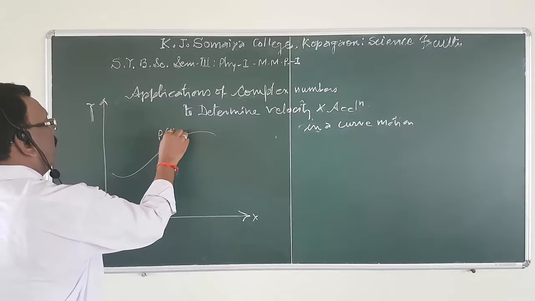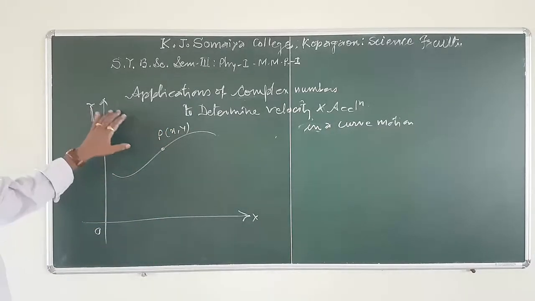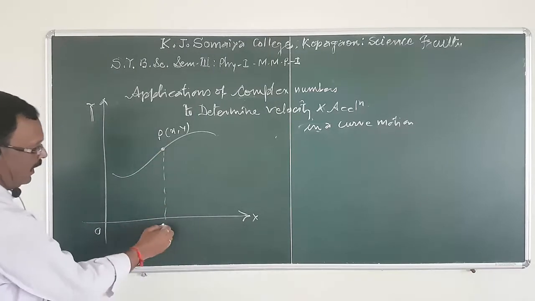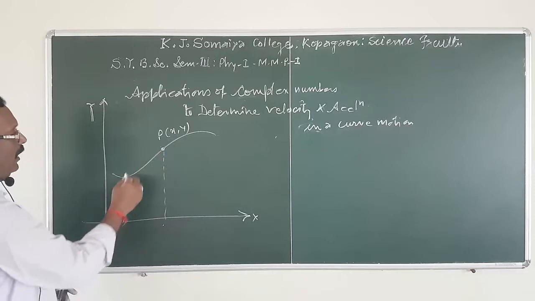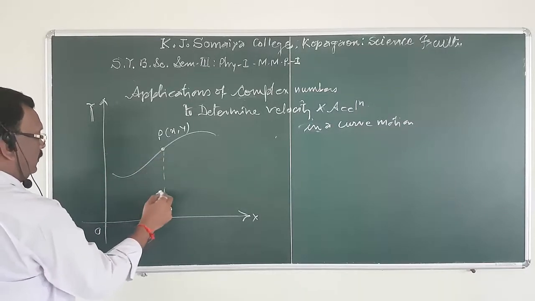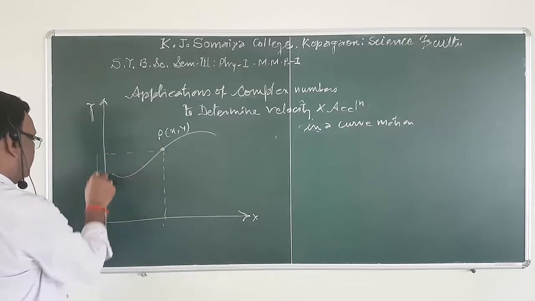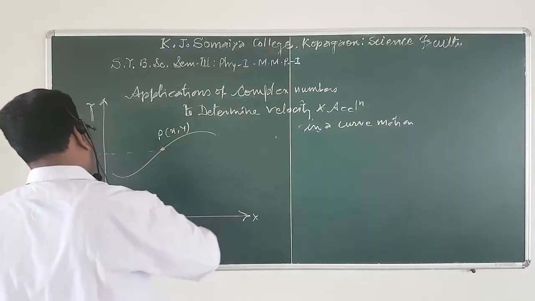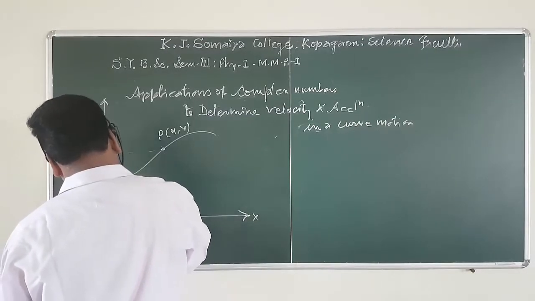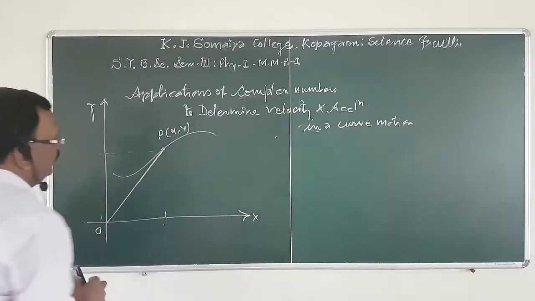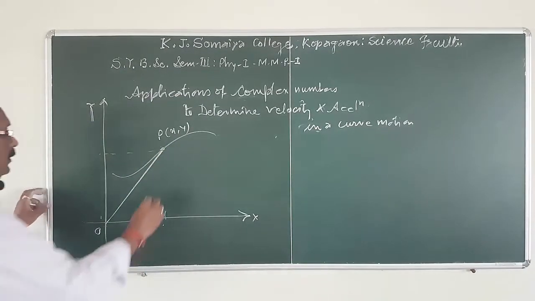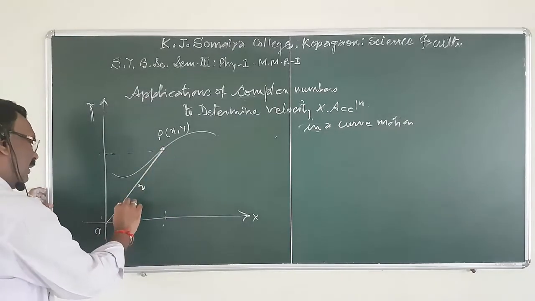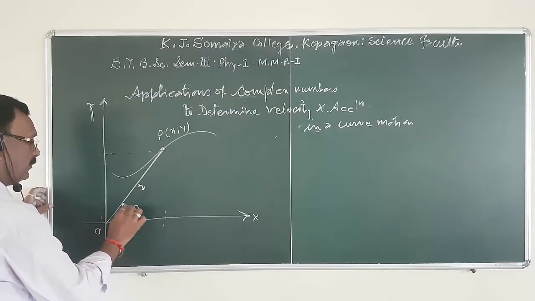Suppose this is point P of xy. The Cartesian rectangular coordinates of this point are x and y. That means this is the x distance of this point P from origin, and this is the y distance from origin. Now this point P acquires a position, and hence we have the position vector OP equal to r, and the angle made by this position vector is theta.